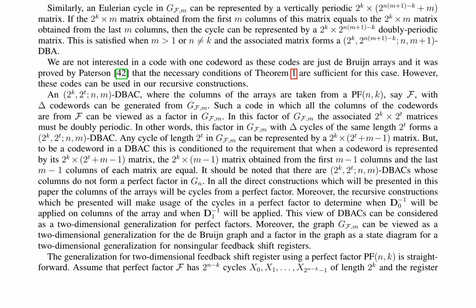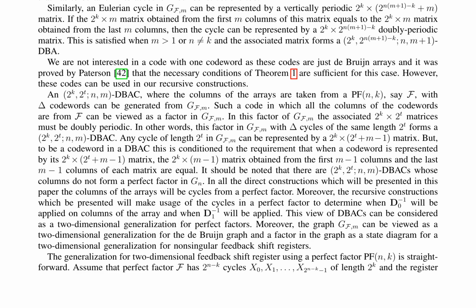A 2k, 2t, n, m dBAC can be generated from GF(n,m), where the columns of the arrays are taken from a PF(n,k), and such a code can be viewed as a factor in GF(n,m). Any cycle of length 2t in GF(n,m) can be represented by a 2k times (2t plus m minus 1) matrix, but to be a codeword in a dBAC, the 2k times (m minus 1) matrices obtained from the first m minus 1 columns and the last m minus 1 columns of each matrix must be equal.